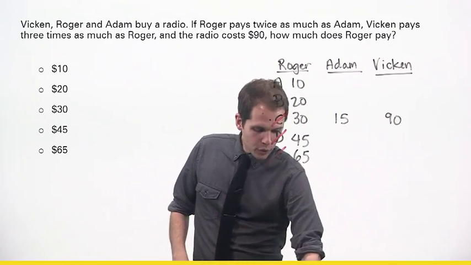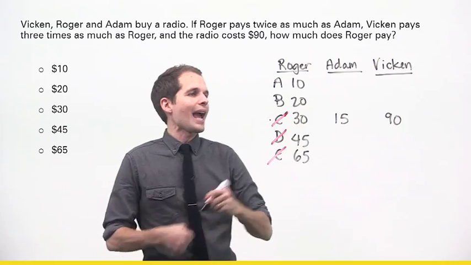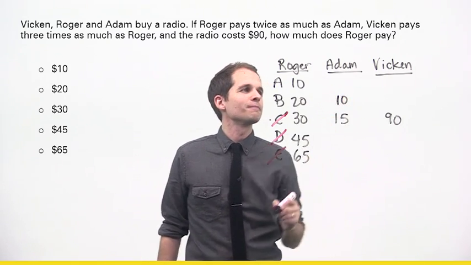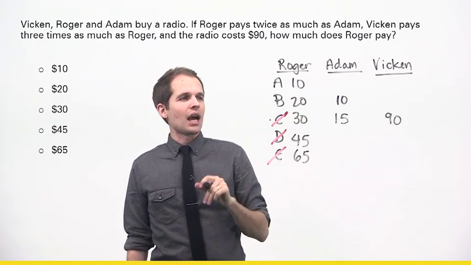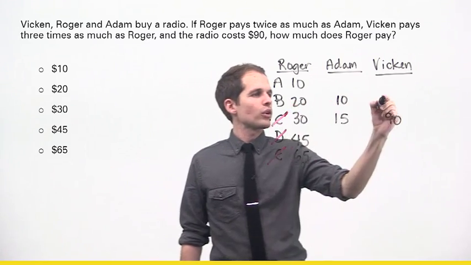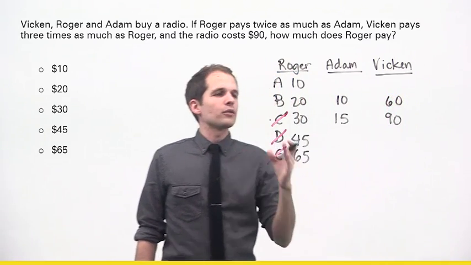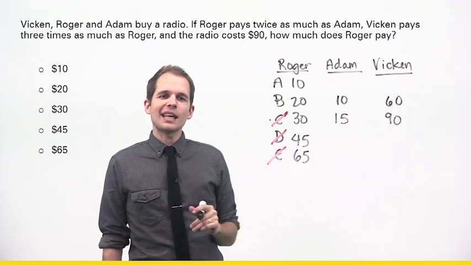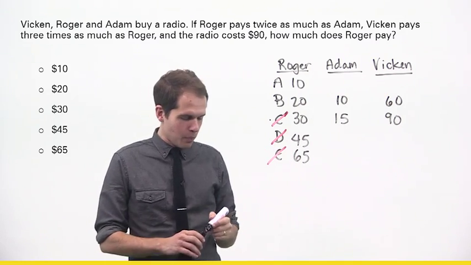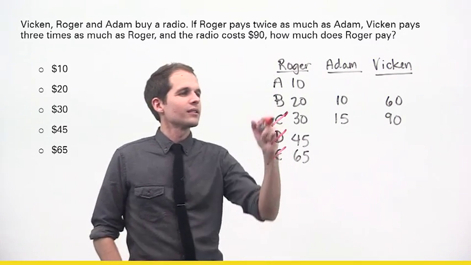So if Roger pays $20, I know that Adam pays half that, which would be 10. And I know Vicken pays 3 times as much as Roger, so this gets tripled to 60. Now, does 20 plus 10 plus 60 equal 90? It does, so B is the correct answer.